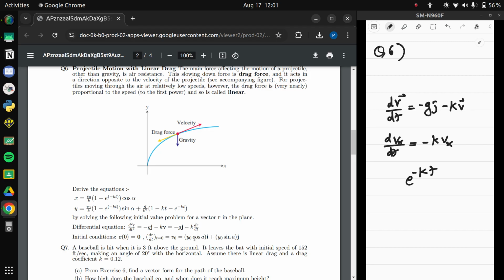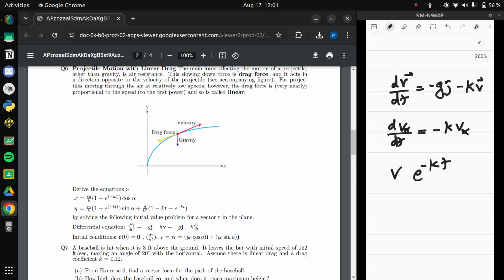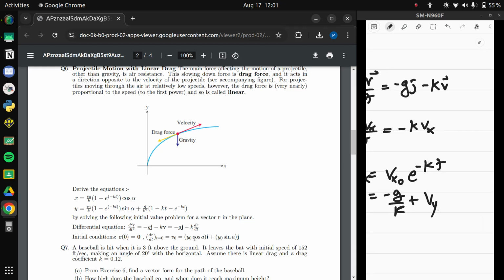So at t equal to 0, it's just this quantity. Let's call that Vx0. That's what Vx is. And similarly, Vy is equal to minus g by k plus this stuff. So Vy is some constant, let's put it as c for now, c e power negative kt.